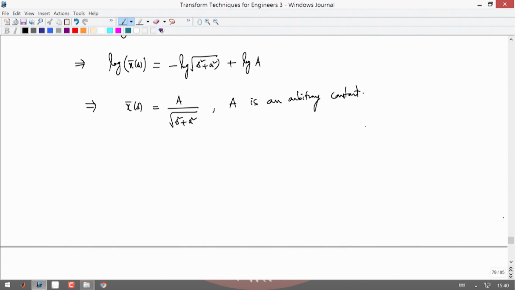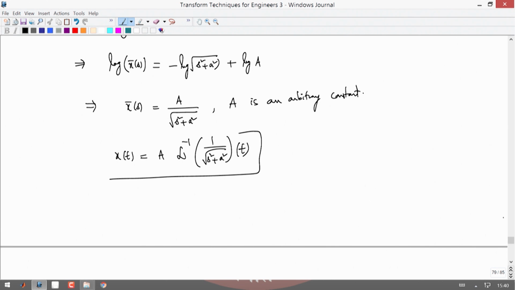So, how do I get rid of this? If I calculate x of t, I mean the inverse transform of this, it will give me something. So, a times the Laplace inversion of 1 by square root of s square plus a square, which is a function of t. So, this is my solution, but still I have an arbitrary constant here.